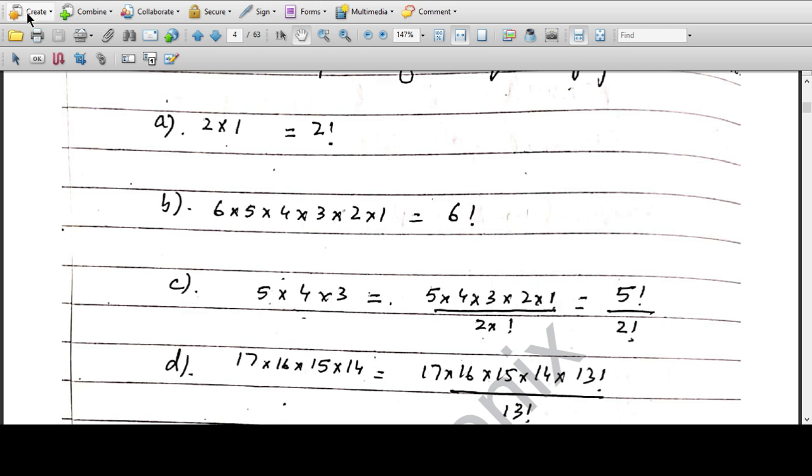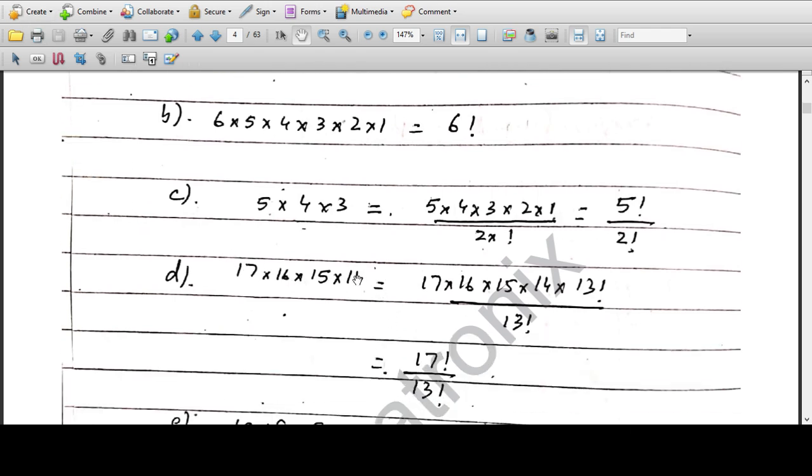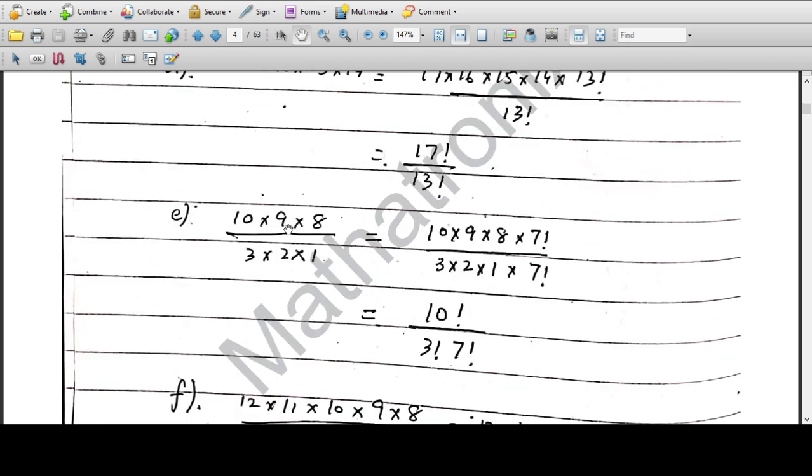So 17 into 16 into 15 into 14 can be written down as 14 into 13 factorial, and 13 factorial in the denominator. This becomes 17 factorial and this is 13 factorial. Similarly for this 10 into 9 into 8, we can multiply with 7 factorial, and in the denominator 7 factorial, so this becomes 10 factorial, 3 factorial and 7 factorial. This is simple.